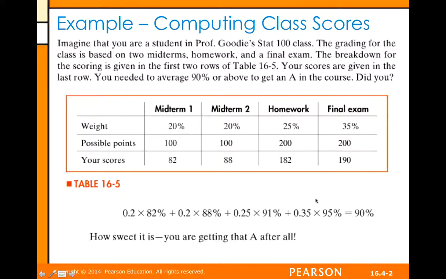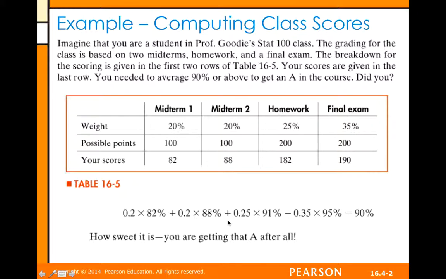So notice that this is an 82, 88, 91, 95. Notice that down here we did not just take the average of those 4 numbers. We did not do 82 plus 88 plus 91 plus 95 and divide all of that by 4. Why didn't we do that? These are our 4 grades: the 2 midterms, homework, and final. Why didn't we just average those grades together to get our overall grade? Why did we do this weighted average by percentage?